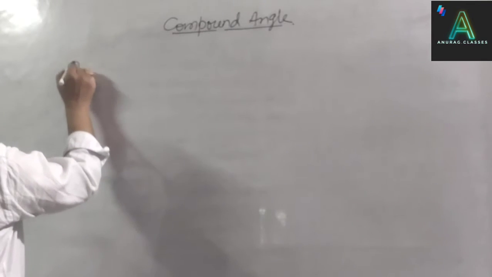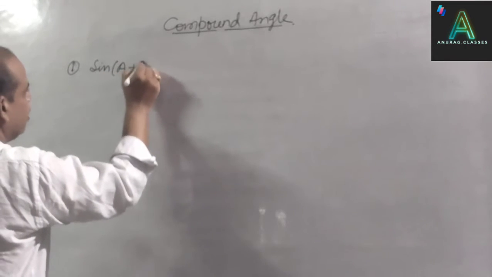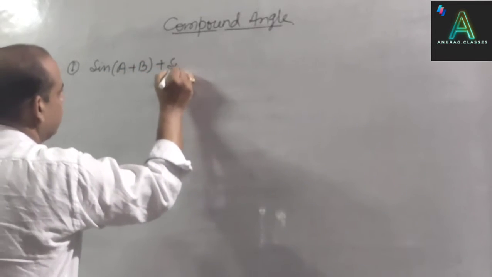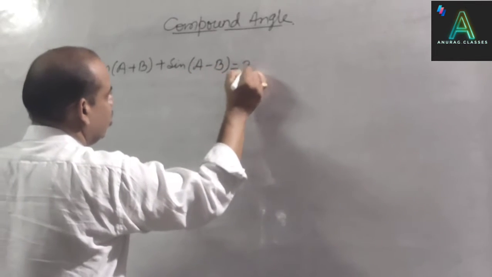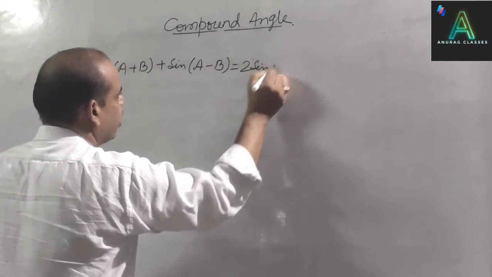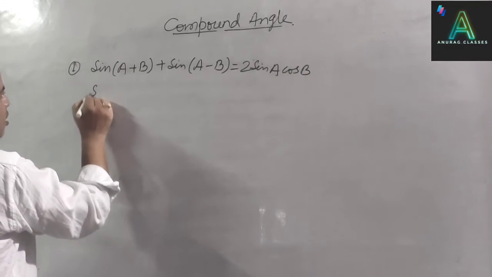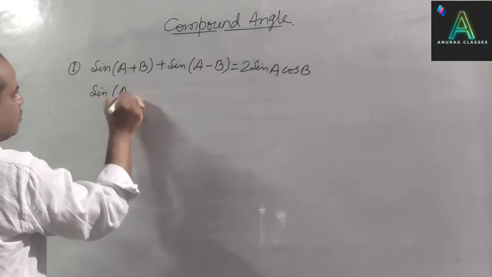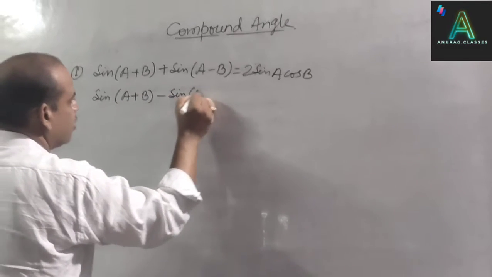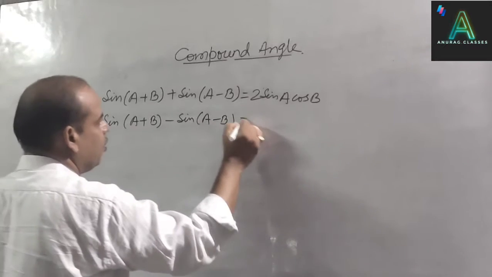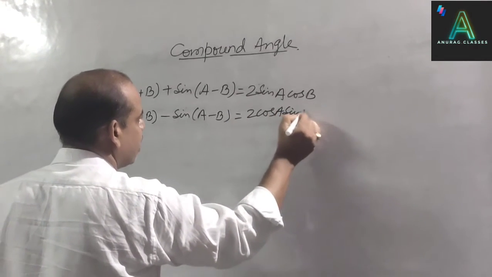Number 1, sin(A+B) plus sin(A-B) will be 2 sin A cos B. Number 2, sin(A+B) minus sin(A-B) will be 2 cos A sin B.